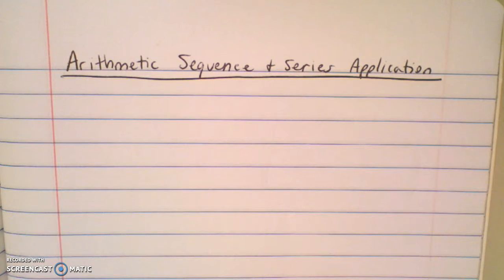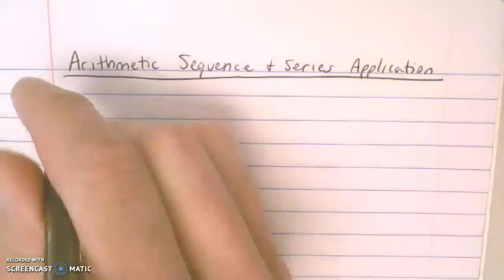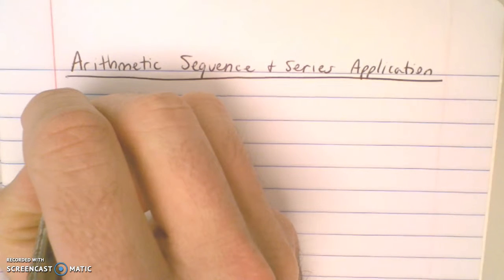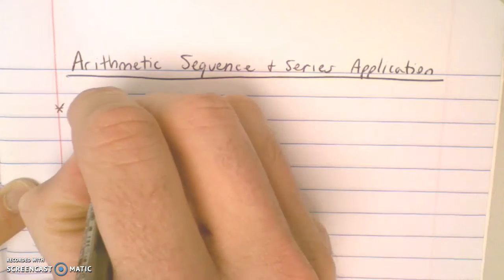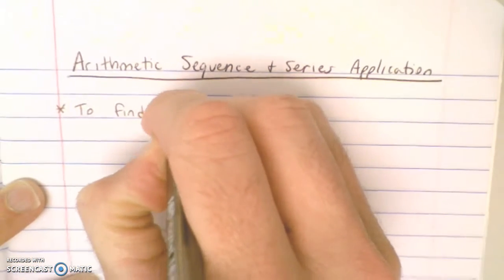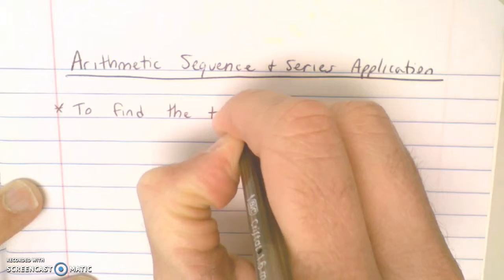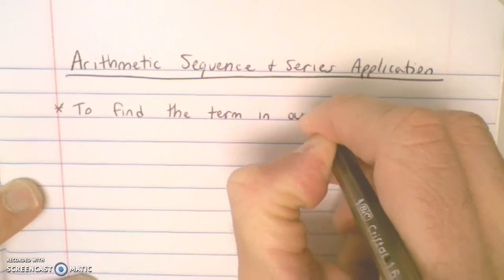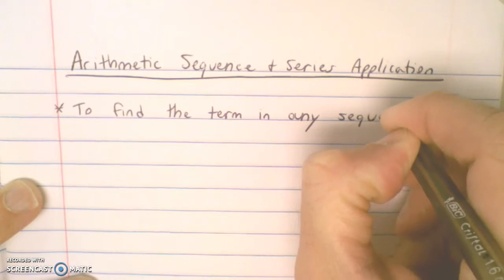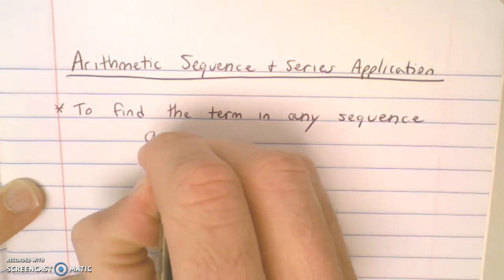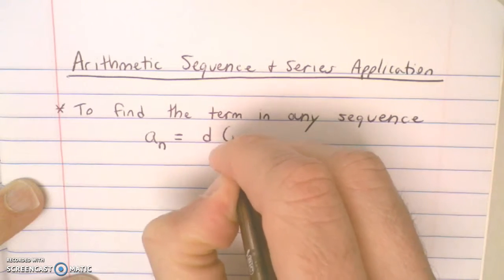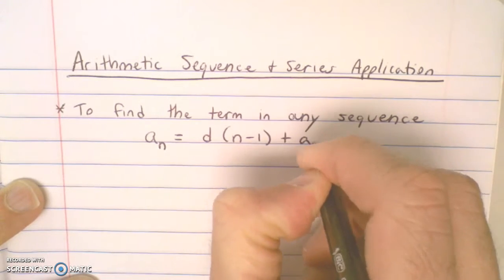So remember, we have two formulas that we can use when we're dealing with arithmetic sequences. For a sequence, if I want to find the term in any sequence, you're going to use this formula: a sub n equals d, your common difference, times n minus 1, plus a sub 1.